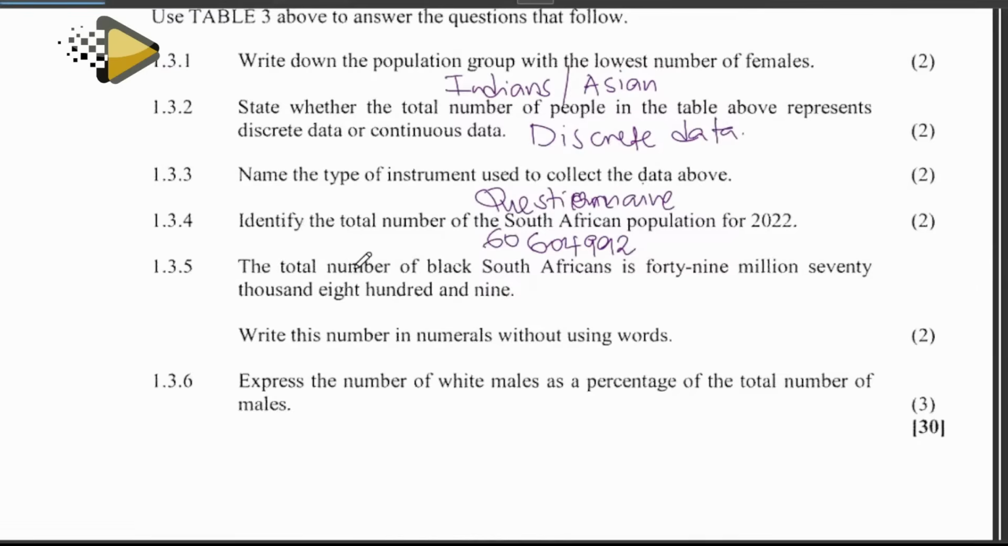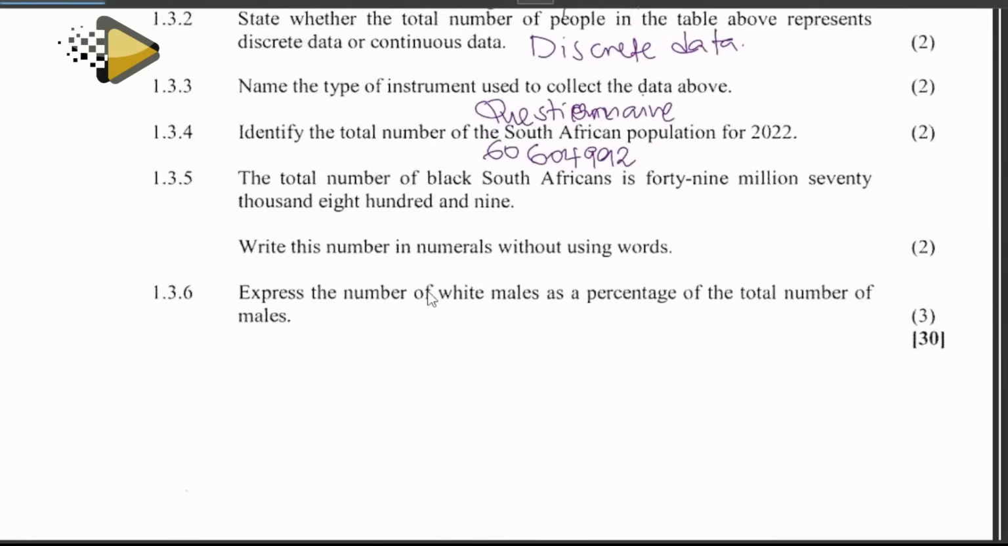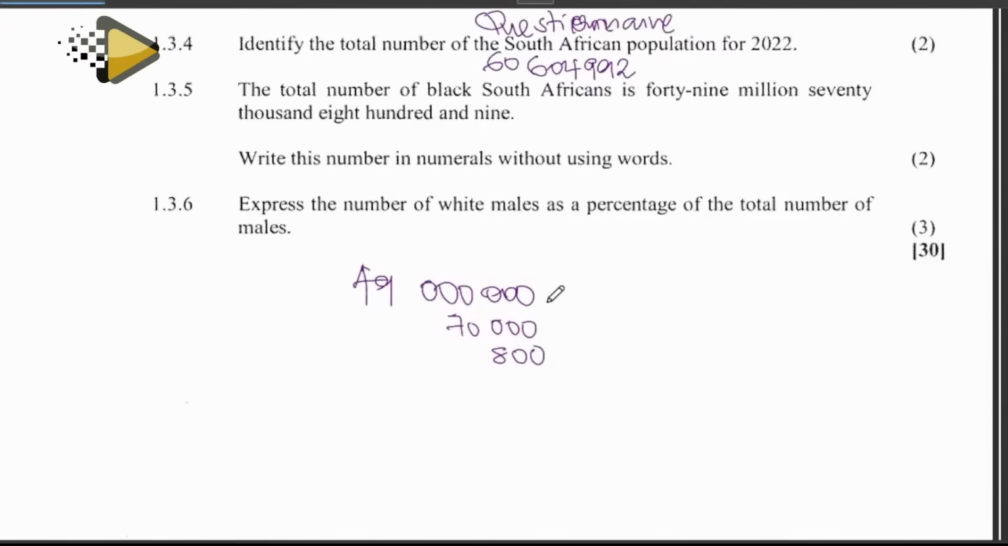The total number of Black South Africans is 49,070,809. What do we do? They are saying write down the number in numerals without using words. So they said 49 million, meaning we should have 6 zeros here. 49 million, 70,000. How do we write 70,000? We write it like that. 70,800, 809.